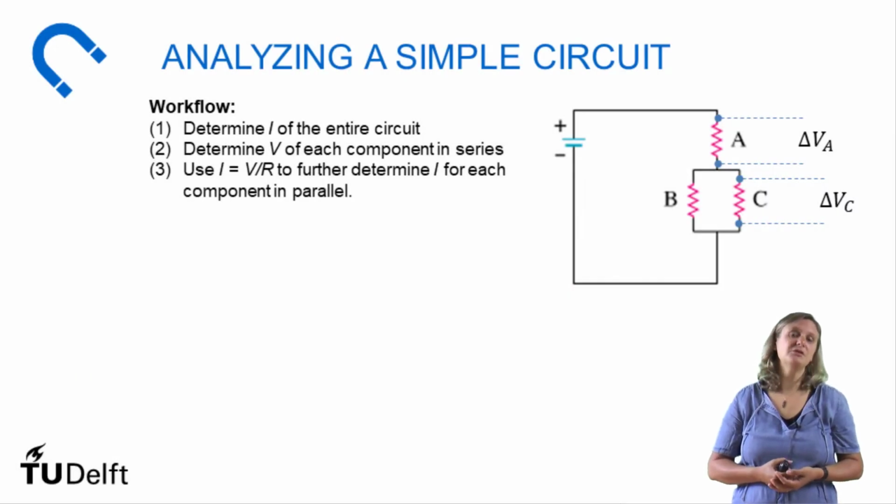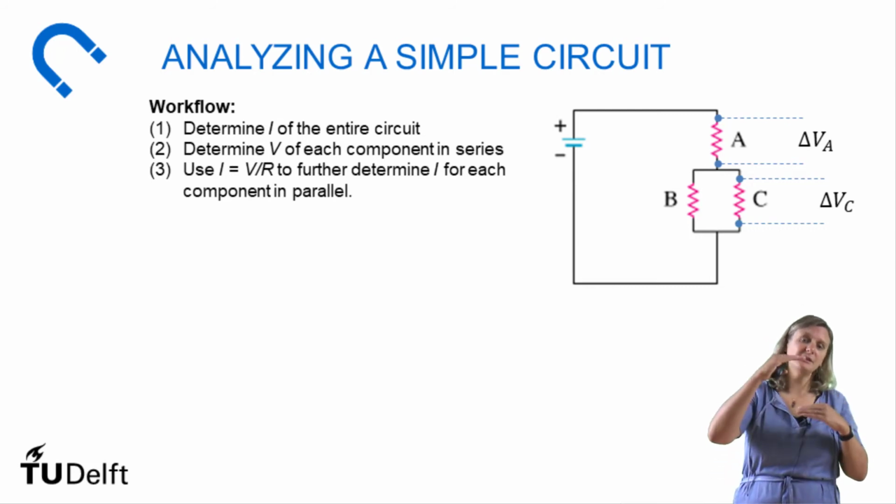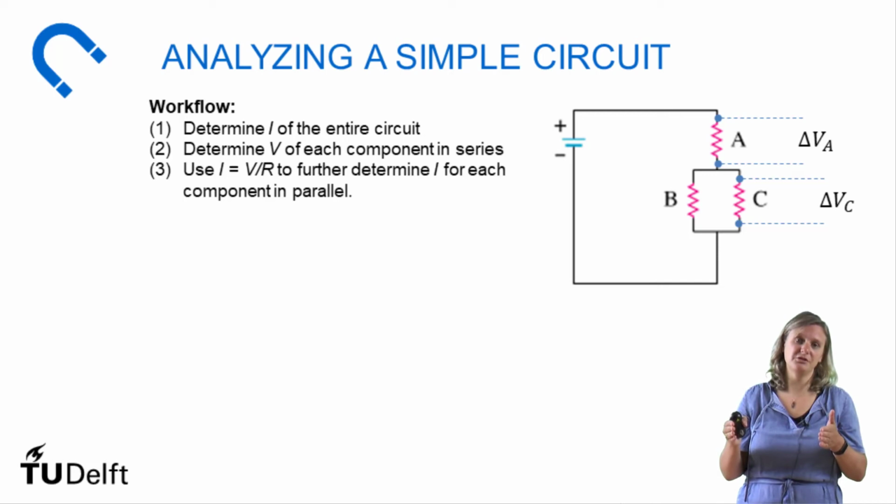So how do we use those laws now? If we want to simply analyze a simple circuit, that is depicted over here, where you basically have a battery. You first go through resistance A, then you go to the two parallel resistors B and C, and then you close the circuit.